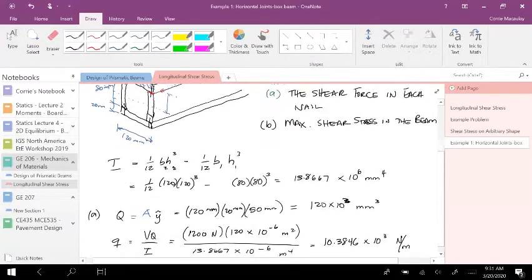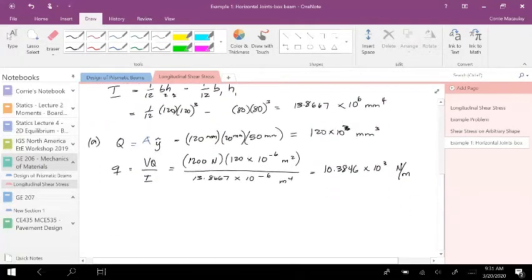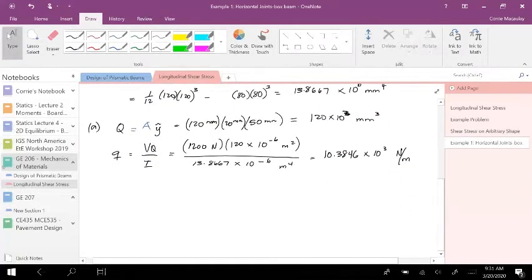Right? So in essence, if I multiply q by S, what I'm saying is that q is the shear force per unit length, and each of those nails are resisting the shear force based on that spacing, right? I can write that q times S is equal to 2 times the force in each nail. Why 2?